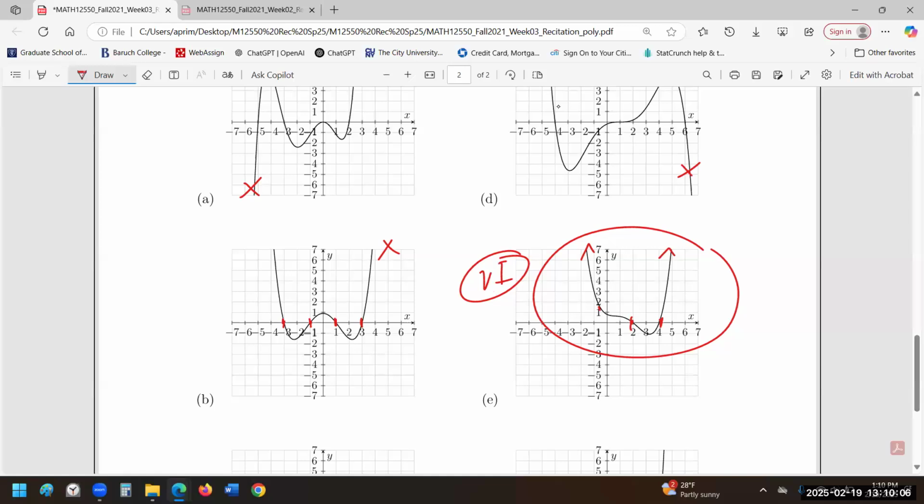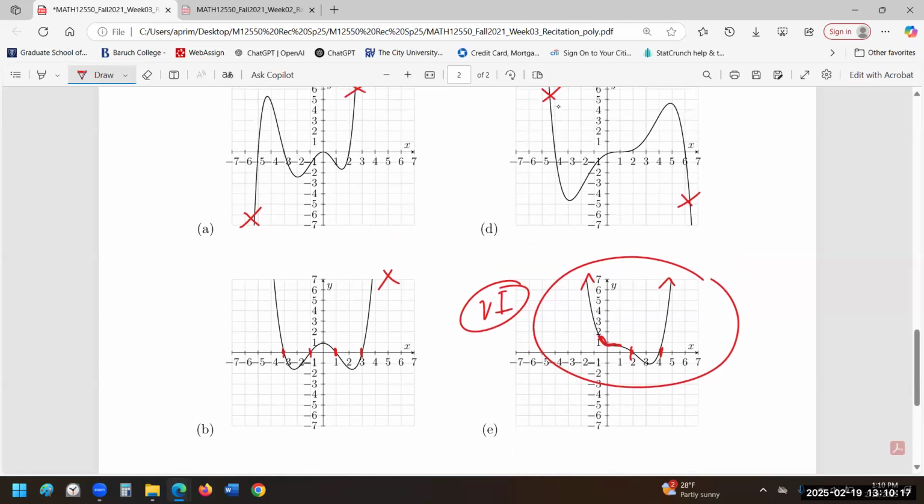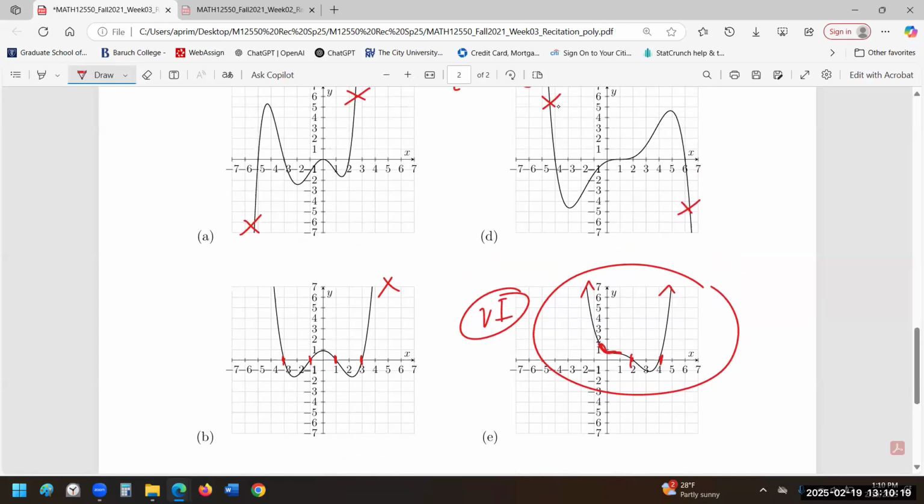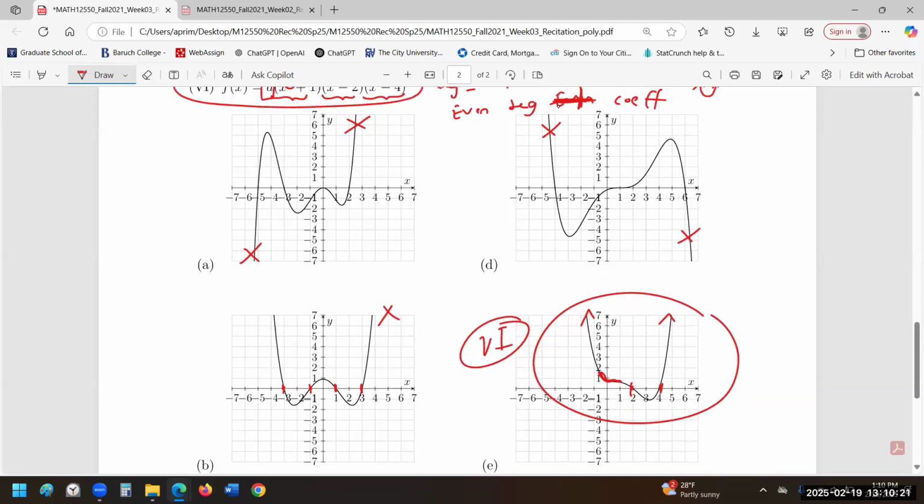And you see we have a little bump here because we have an imaginary root. A little bit before and a little bit after 0. Okay. So that's how you find the graph of a polynomial.